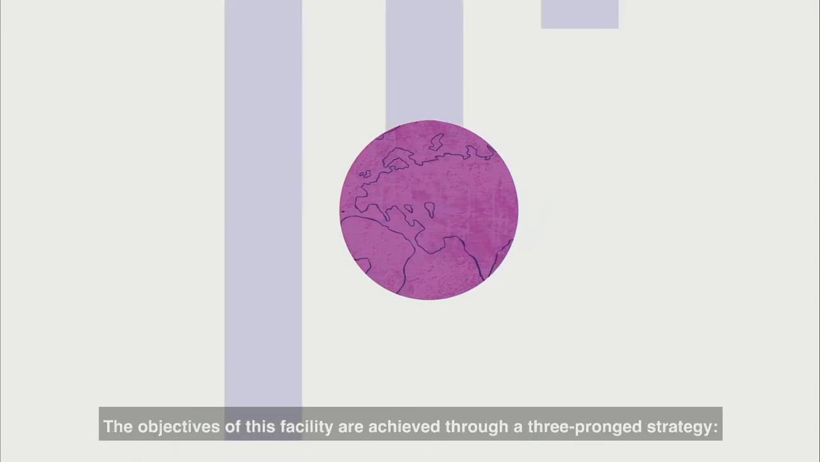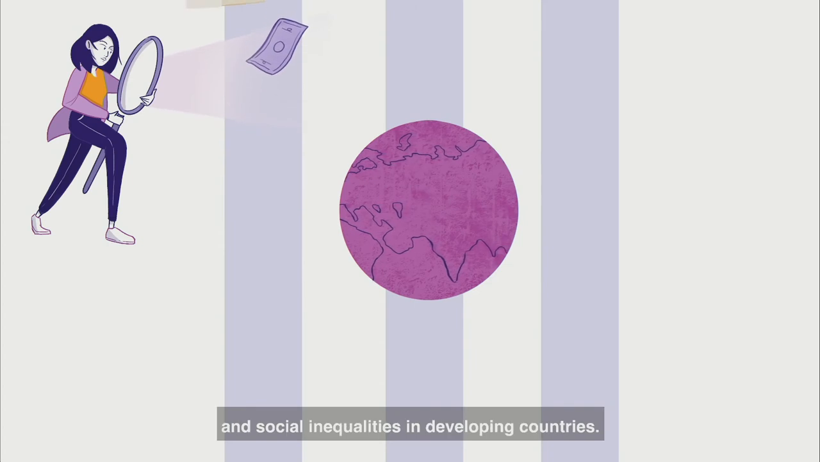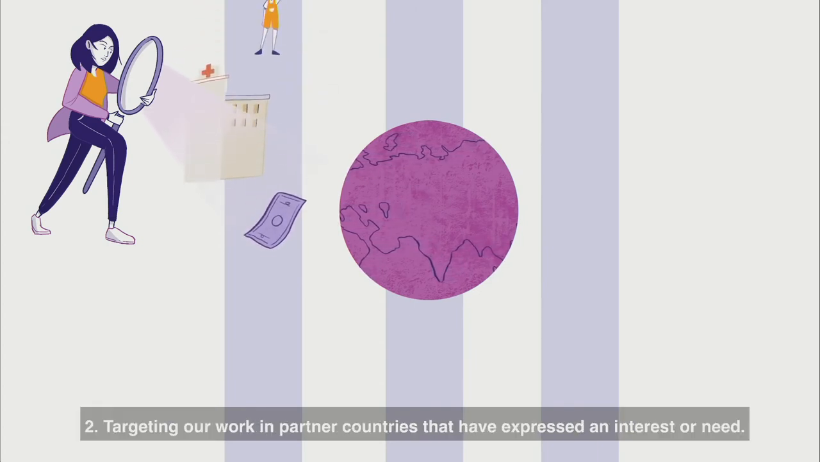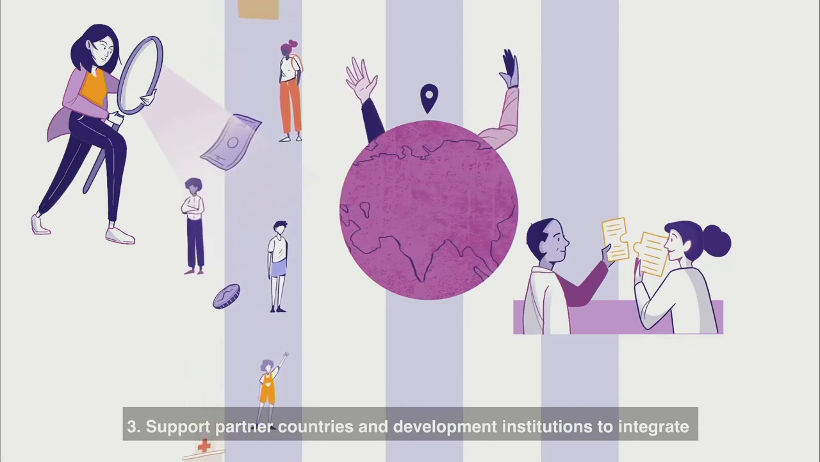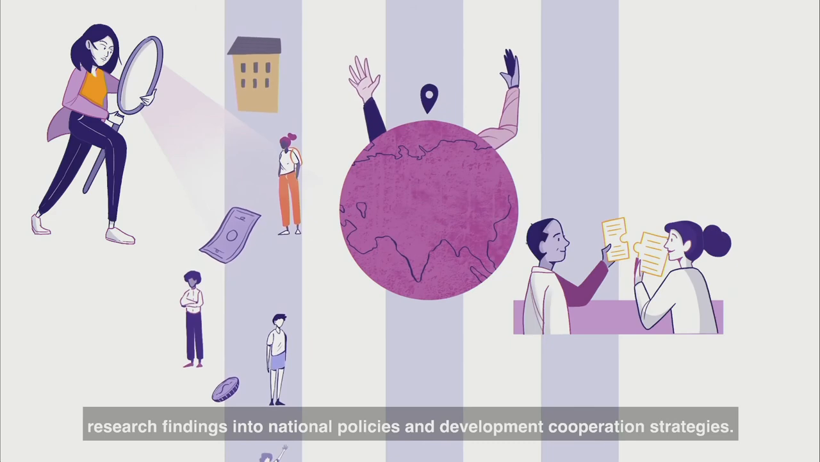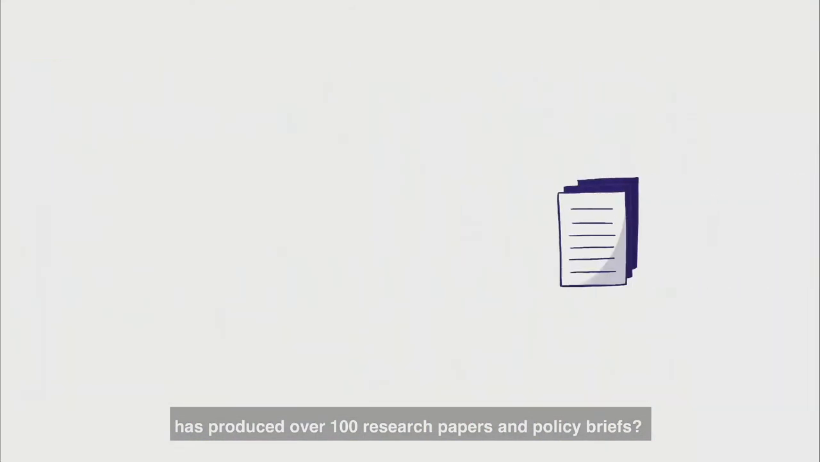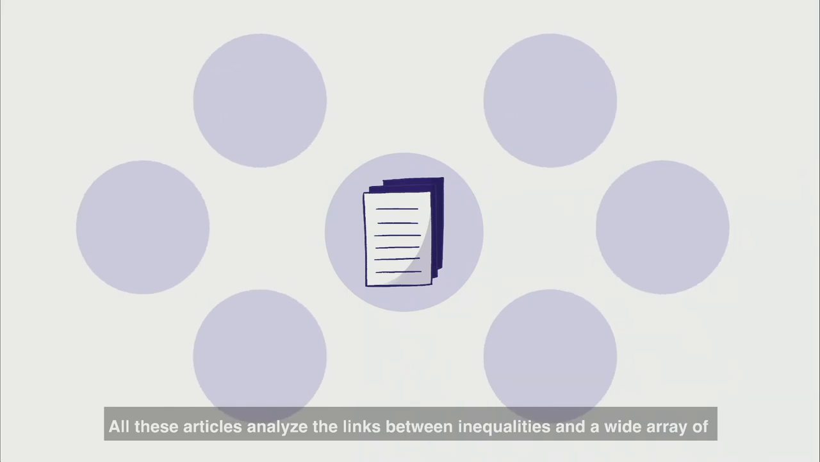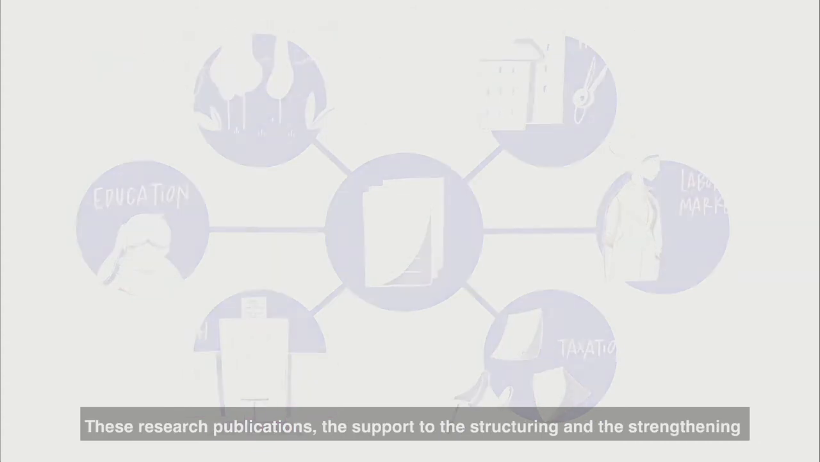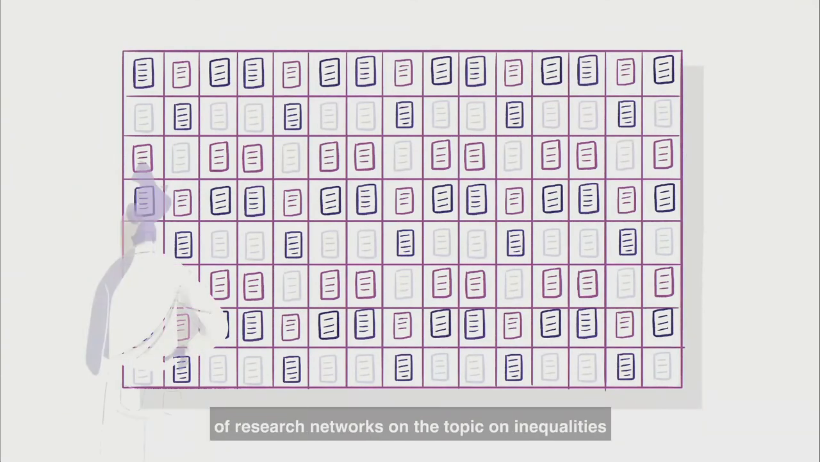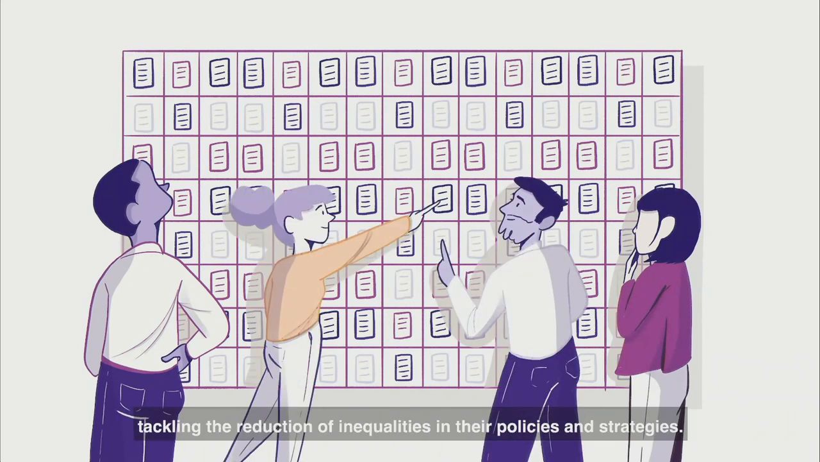The objectives of this facility are achieved through a three-pronged strategy. 1. Conducting research on the determinants and dynamics of economic and social inequalities in developing countries. 2. Targeting our work in partner countries that have expressed an interest or need. 3. Support partner countries and development institutions to integrate research findings into national policies and development cooperation strategies. Did you know that the EU-AFD Research Facility on Inequality has produced over 100 research papers and policy briefs? All these articles analyse the links between inequalities and a wide array of topics such as education, health, labour markets, housing, taxation and climate change. These research publications, the support of the structuring and the strengthening of research networks on the topic of inequalities, further support policymakers and development in mainstreaming and tackling the reduction of inequalities in their policies and strategies.